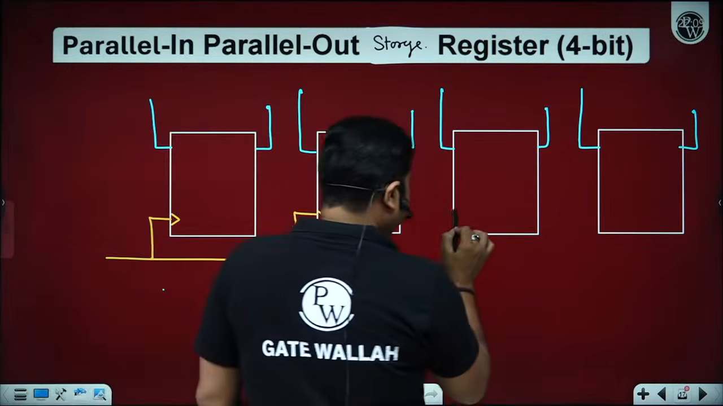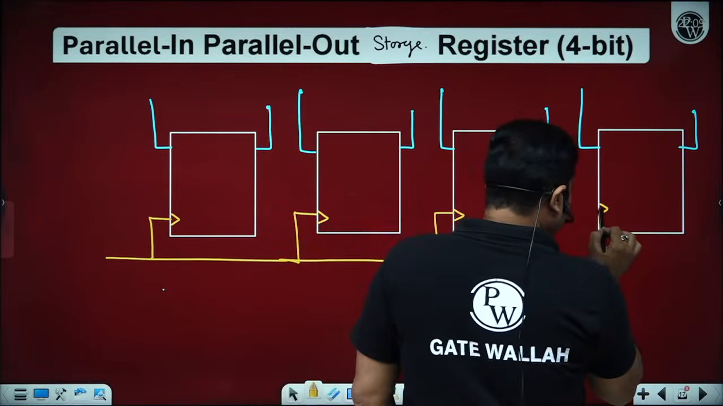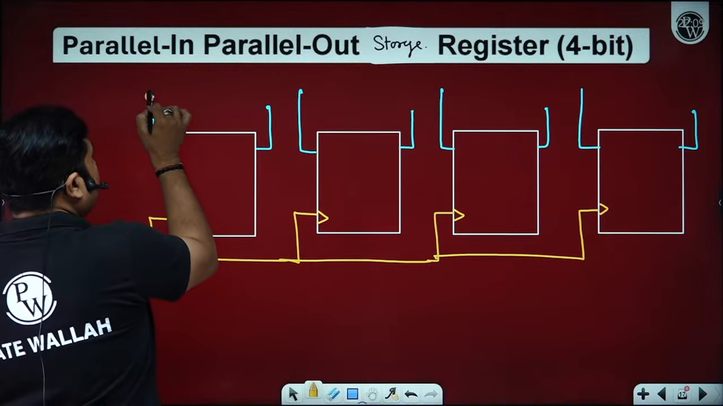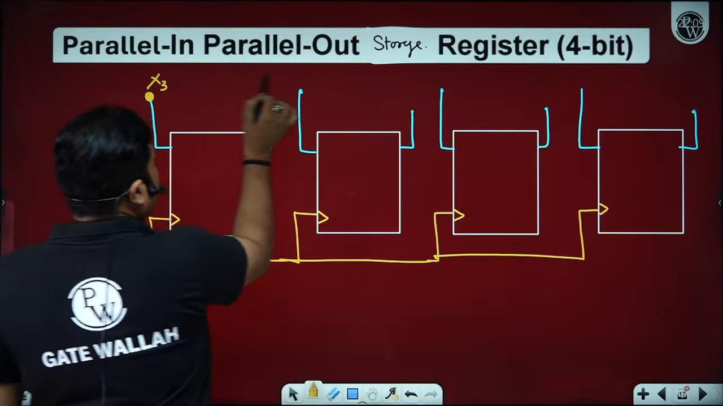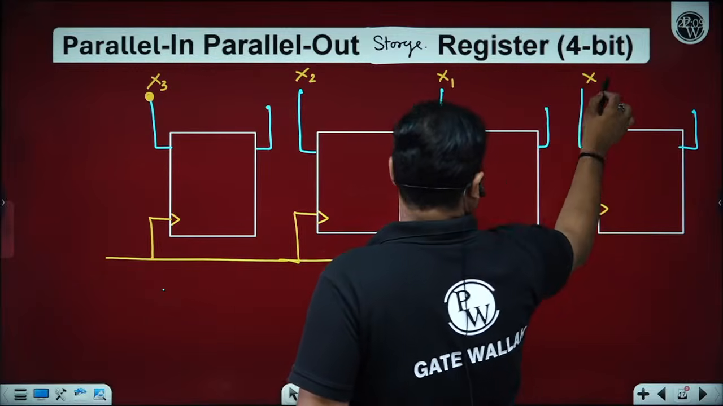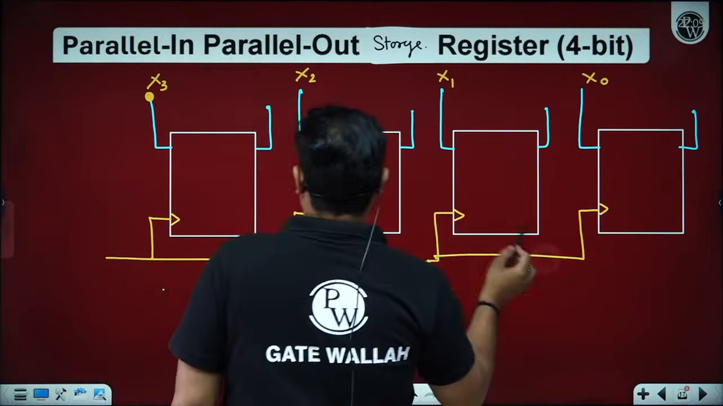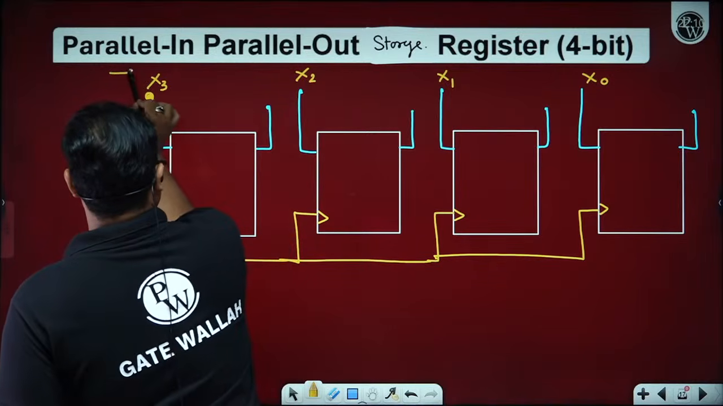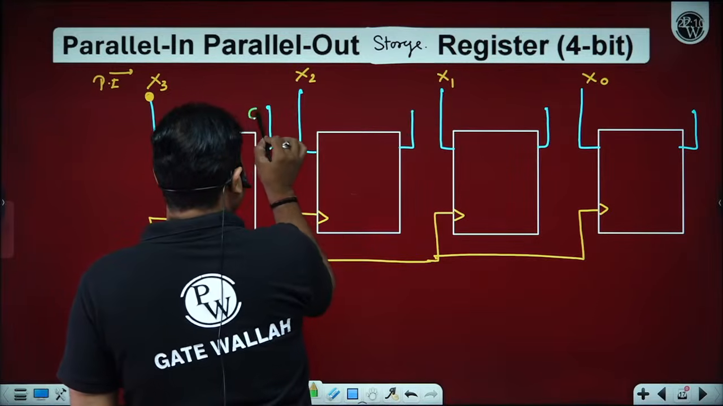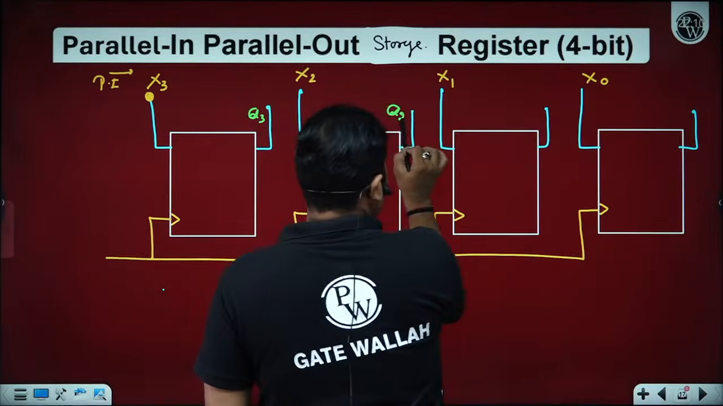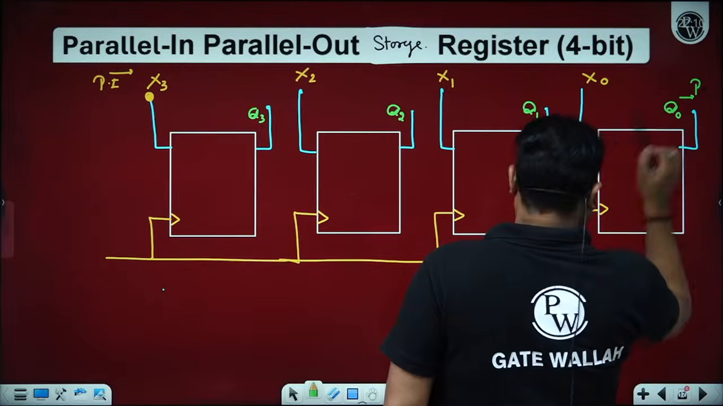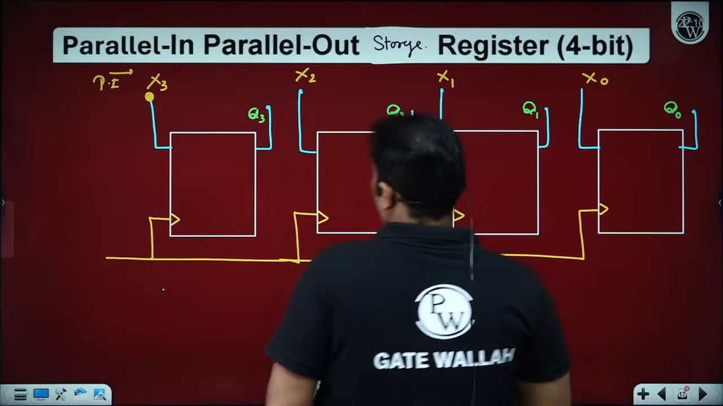There is no shift operation because all of you can see that the output of any flip-flop is not connected to the input of the other flip-flop. Here we are getting the data X3, X2, X1, X0. So on application of the clock, the parallel in operation happens. And for the parallel out operation, you can see Q3, Q2, Q1, Q0. So we have parallel out operation as well.